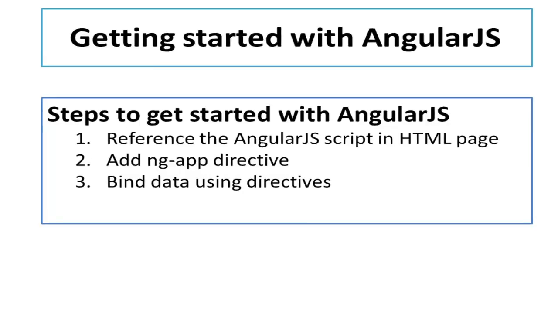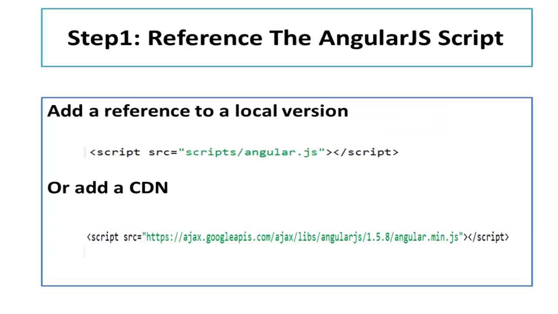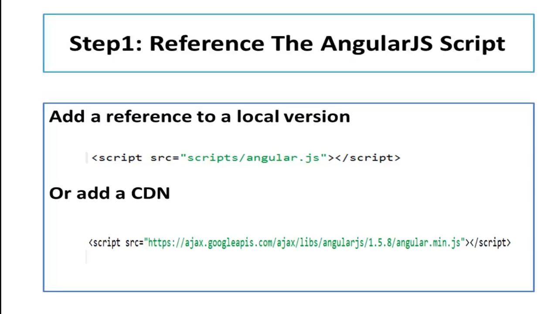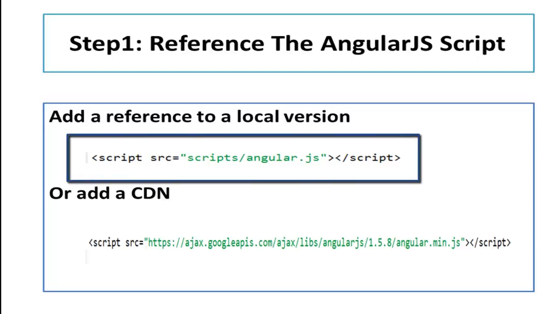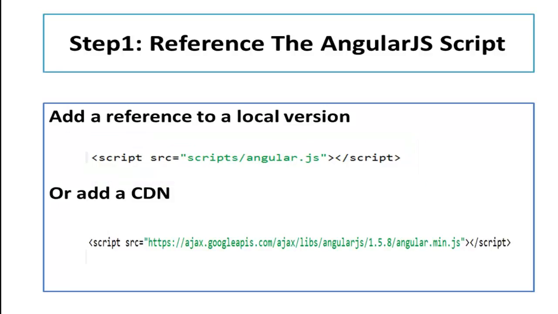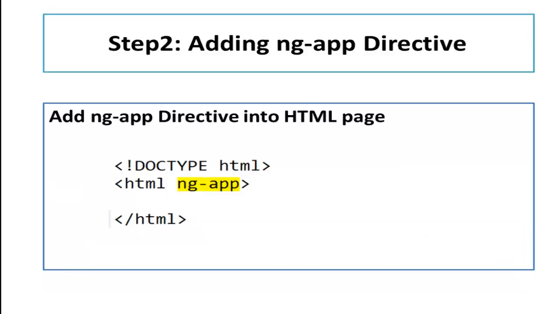Now let's see how these three things will fit together. So the first step is quite easy. You just need to refer to your script in your HTML. To do so, you can grab the script, copy it locally and reference it in your HTML page. Or the second way you can use is Google CDN. The next step, we need to tell Angular that this is an Angular app.